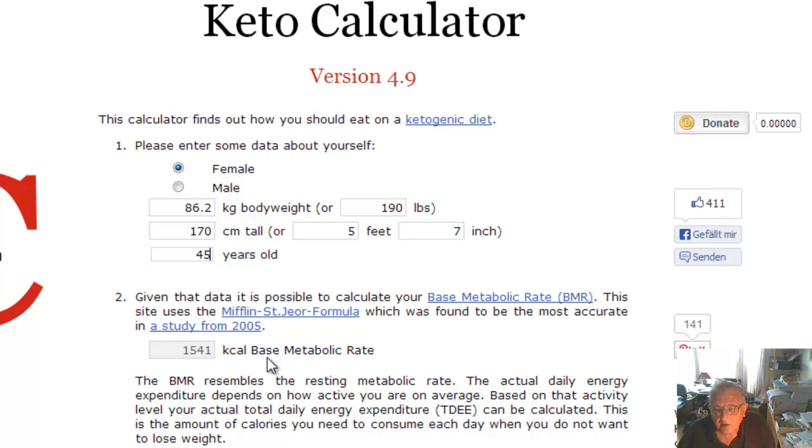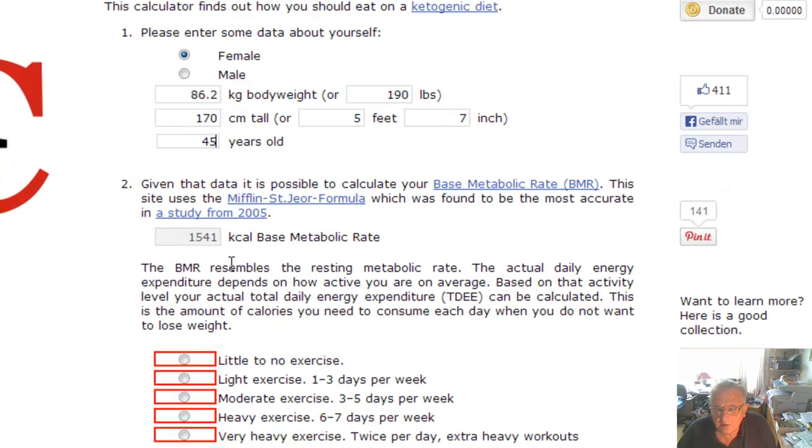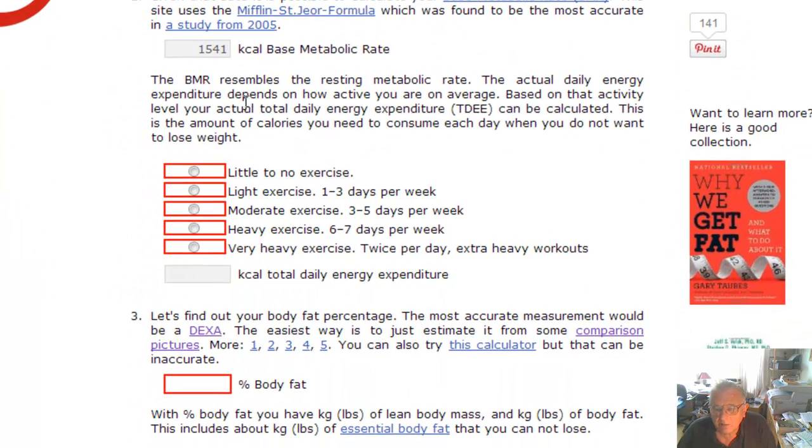It's already worked out that our base metabolic rate is 1451 kilocalories. What this means is it takes 1,541 calories just to keep you alive in your current state. So even if you were in a coma, lying in bed, it would take this number of calories just to keep you alive, not losing weight. Now, nobody's in that state. We all do move around, so we all do use some extra calories in just moving around, and it needs to know how much we move around.